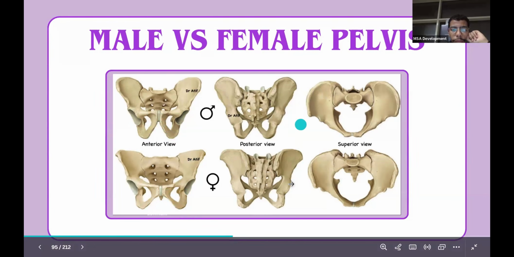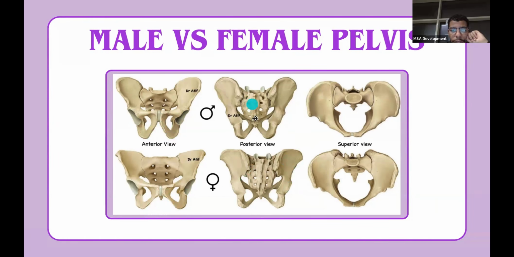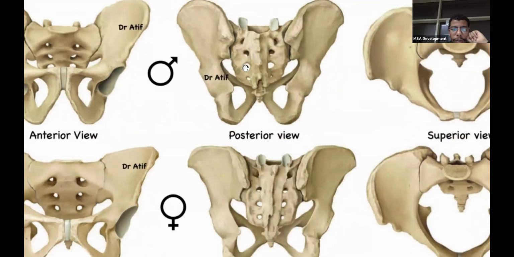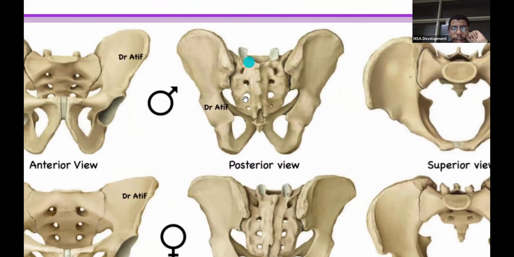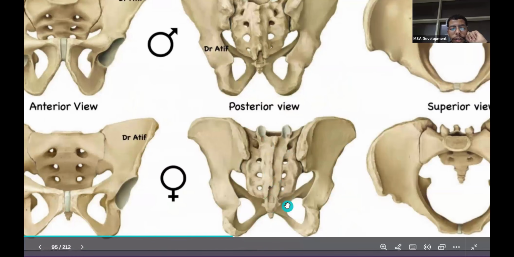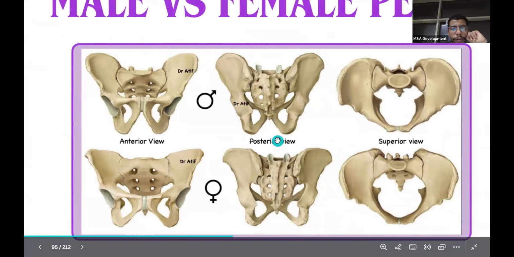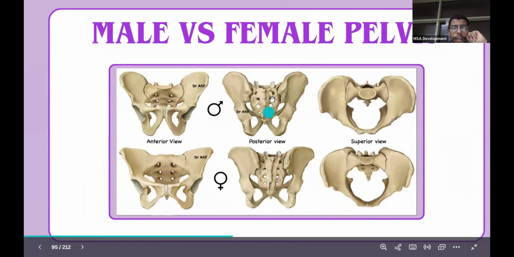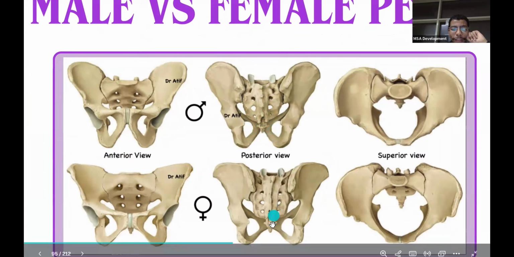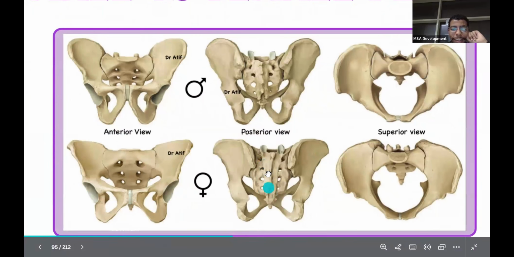And from the back, I'm not really sure if you can appreciate how straight the sacrum is in females at the start, and then it curves towards the end. And in males, it's a lot more uniformly curved. Oh no, sorry. Yeah, here in males it's a lot more uniformly curved, and in females it's a lot straighter. So it's straight and then it bends towards the end.